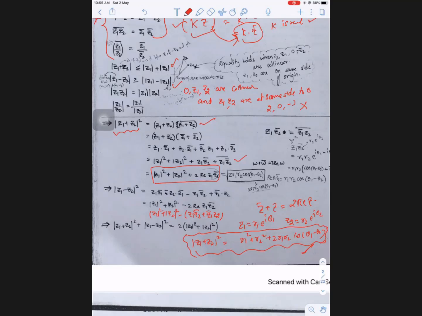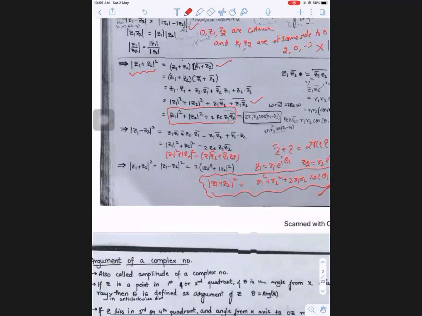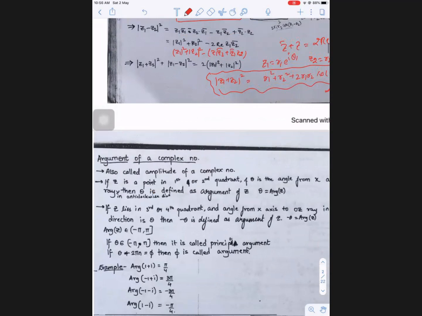So by using these two results, we will get mod Z1 plus Z2 square plus mod Z1 minus Z2 square equal to 2 times of mod Z1 square plus mod Z2 square. This is the result.